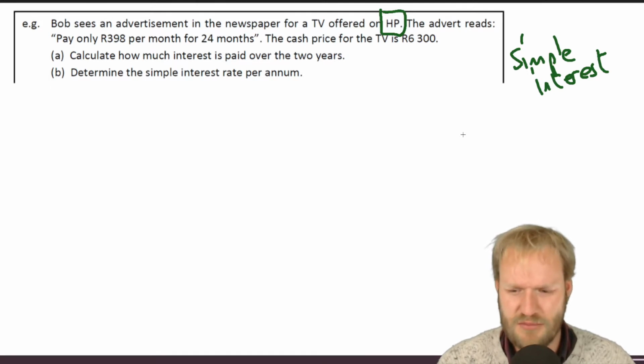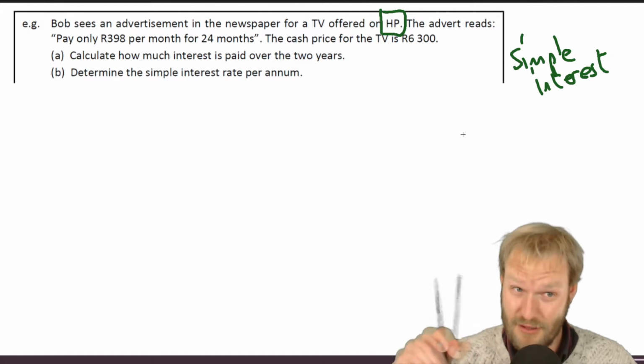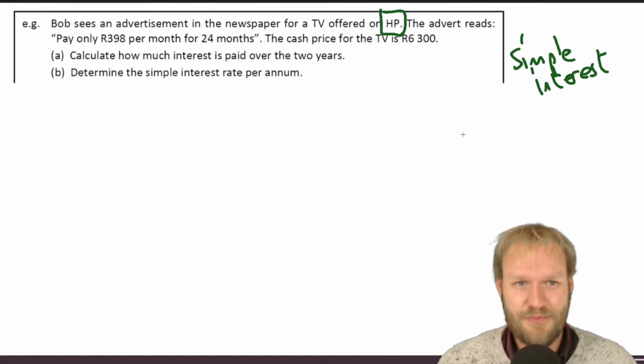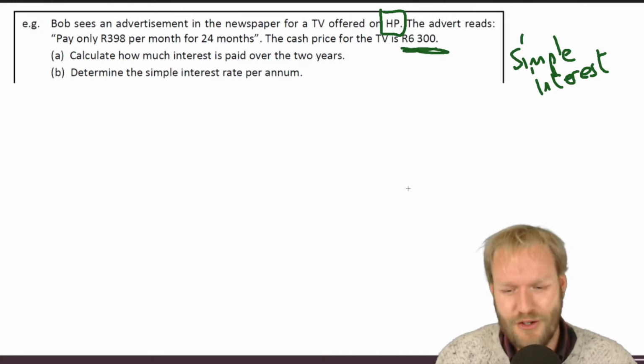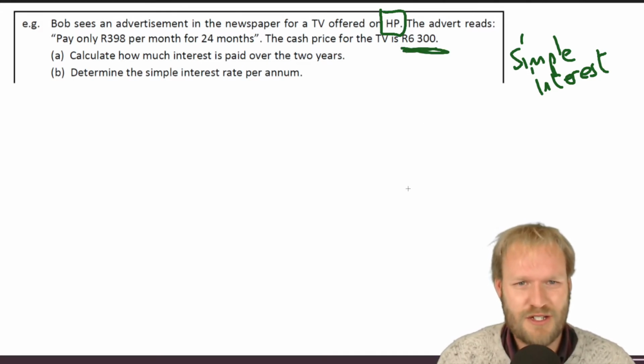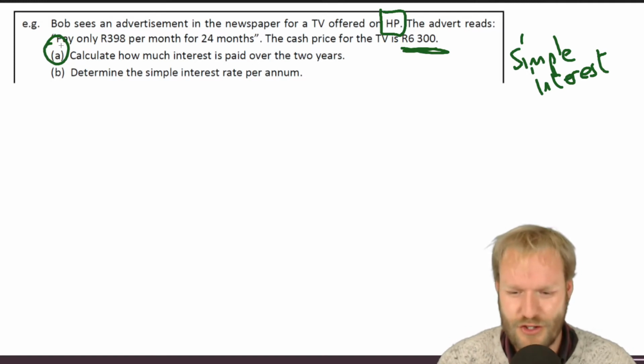Okay, well, that seems like a pretty good deal, right? You're spending less than 400 Rand, 398, for 24 months, and you're getting this cool TV here. So first question: calculate how much interest is paid over the 2 years. Ideas on how you're going to work this out?